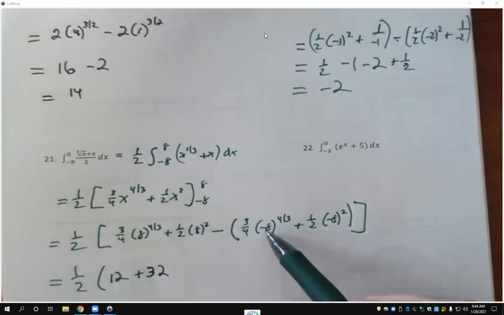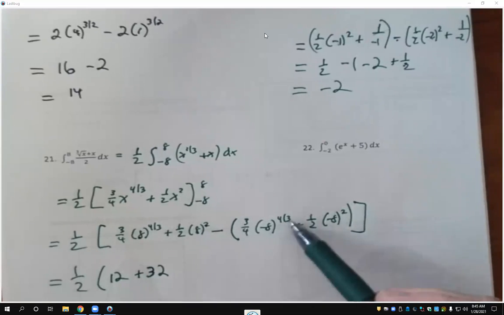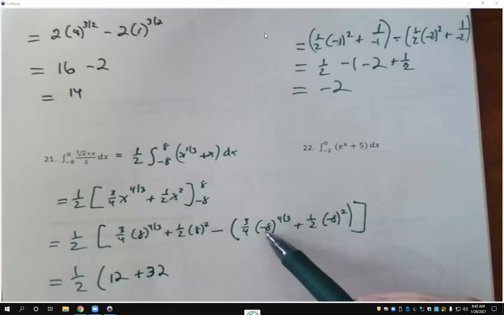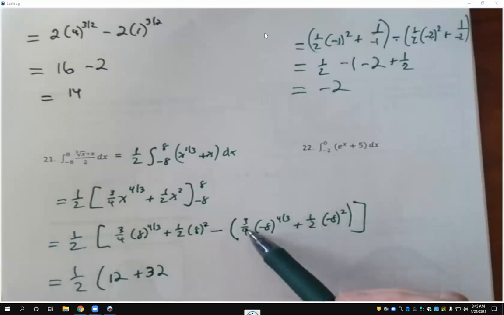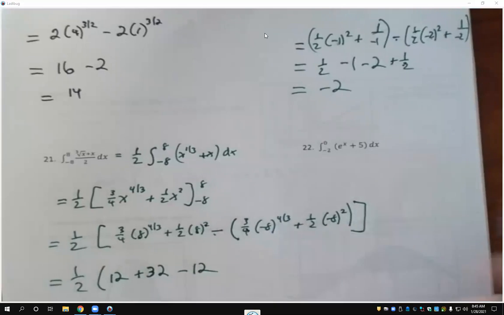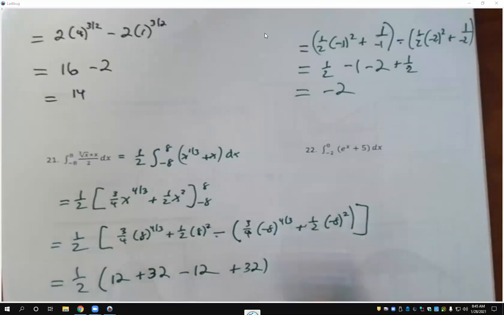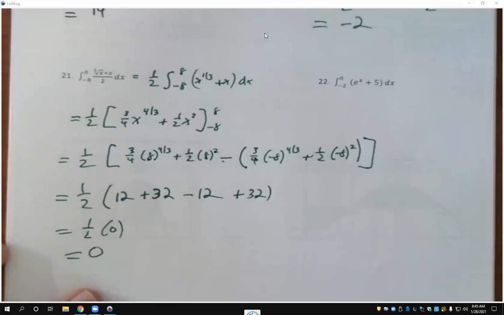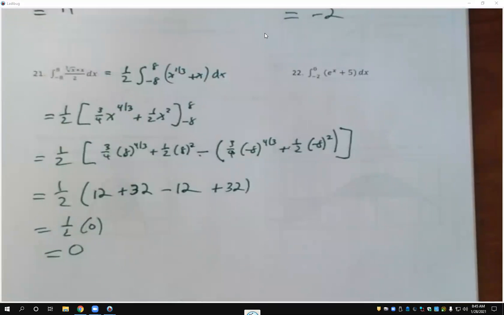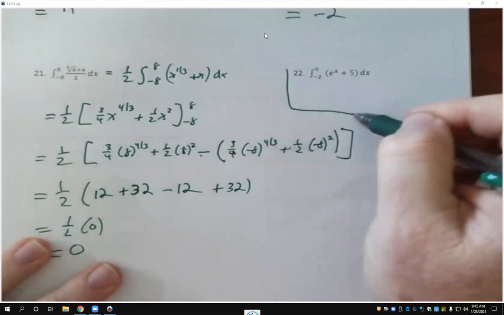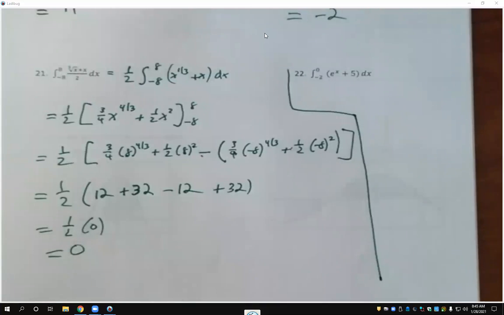Here we have the cube root of -8. We're going to do the cube root first. The cube root of -8 is -2. -2 to the 4th is 16. And 16 times 3/4 is still 12, but now it's a -12 because we have to distribute that negative in. And then this is also going to give me 32. This is all going to cancel inside, and we're going to get 1/2 times 0, which is just 0. All right, questions?